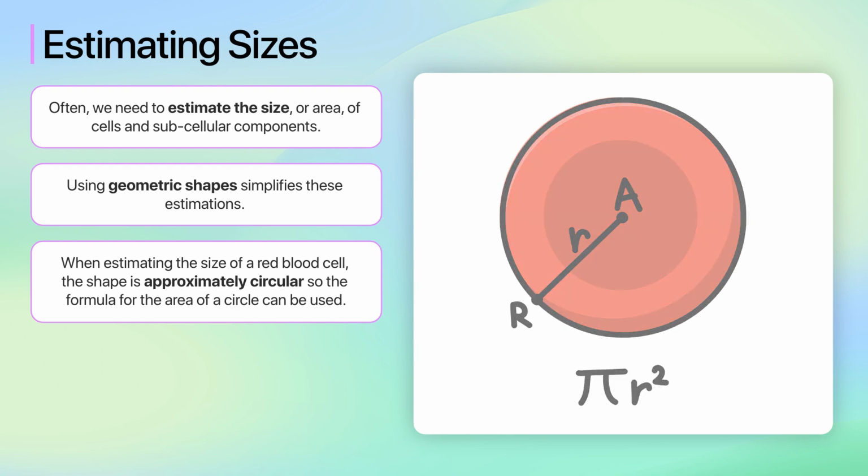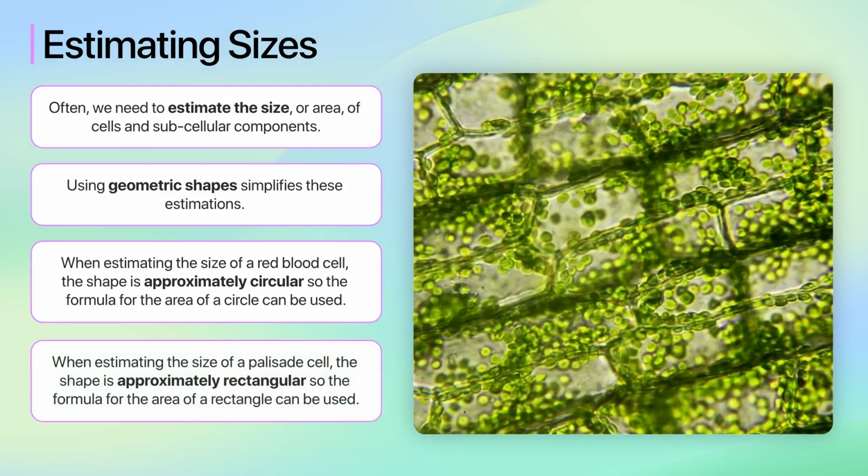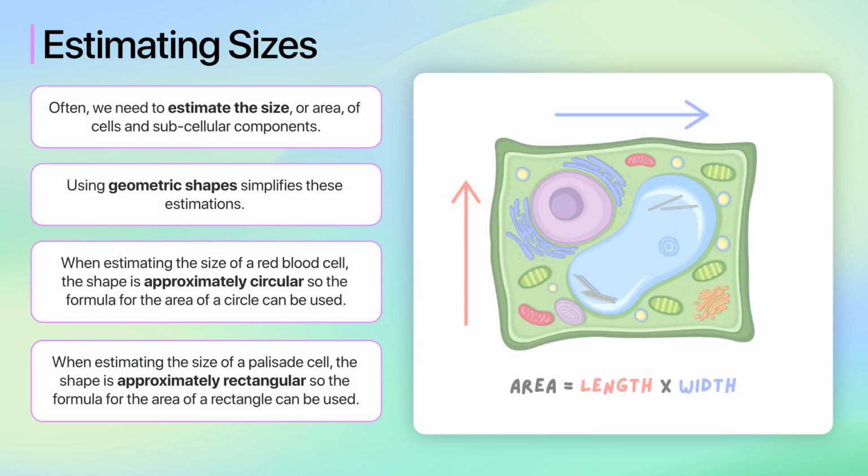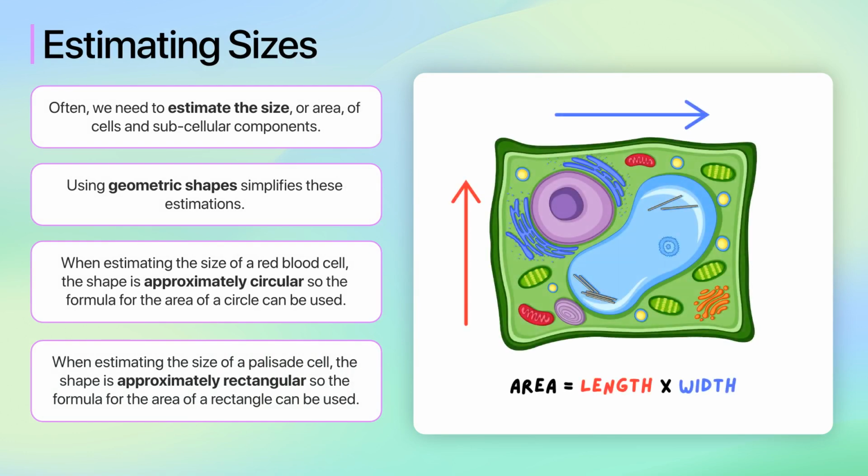When estimating the size of palisade cells, we can assume that the shape is roughly rectangular. Therefore, we can use the formula for the area of a rectangle. To remind you, this is the length multiplied by the width of the rectangle.